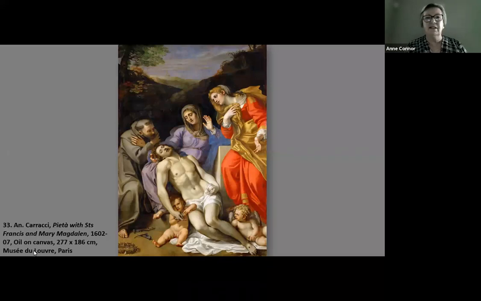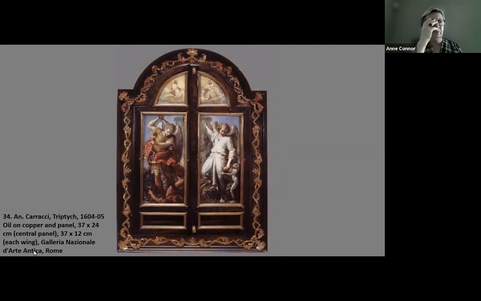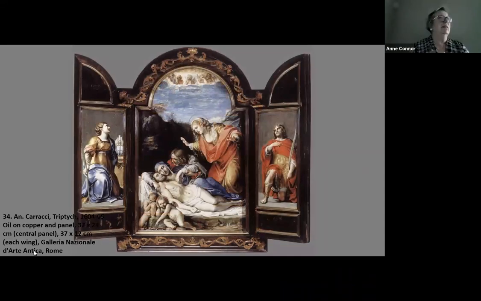Another Pietà with St. Francis and Mary Magdalene and Mary, of course. And then a much smaller work, this work that has been doubted, but now people come back with the idea it has to be by Carracci. It's a small triptych that is made both of oil on copper and on panel. And we're going to talk about the idea of copper. So we have two saints, St. Michael on the left, and probably Gabriel on the right. And then you open this and you have that lovely triptych.